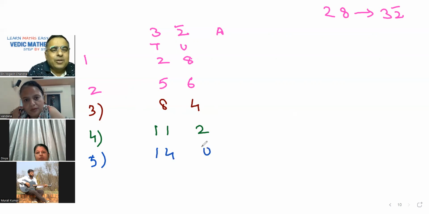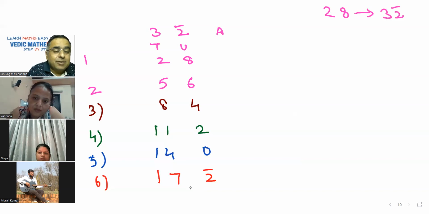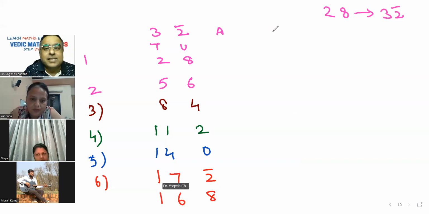14 and 0. So 28 fives are 140, correct? That means 6, 1, 7 and 2 bar. So what is 172 bar? Now you have to do fast. 170 minus 2 is? 168. Yes. See how now you got it where you need conversions.